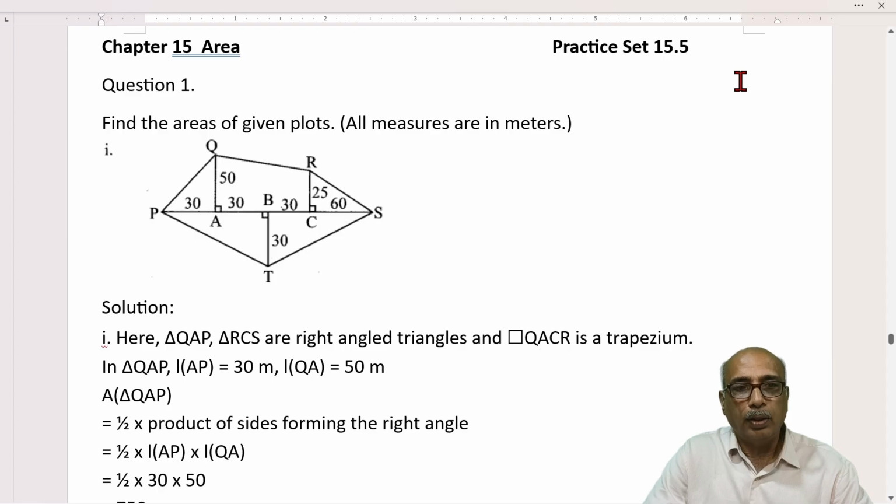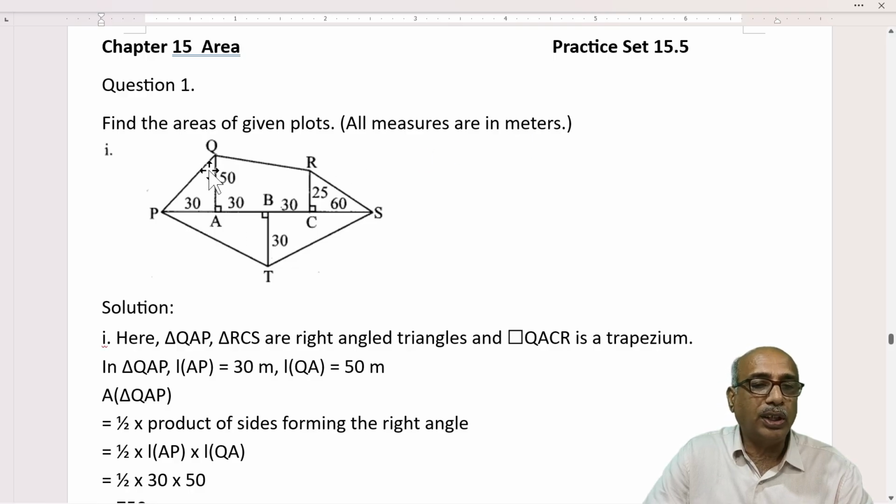Hello children, we are going to see practice set 15.5. Find the areas of the given plots. All measures are in meters. Unit is given as meters. So here you see the given figure.